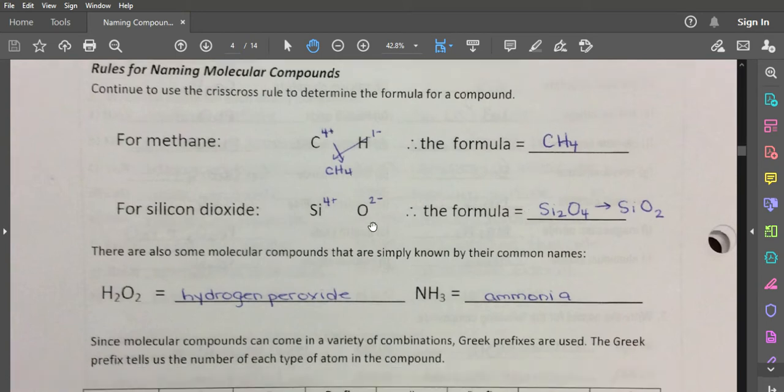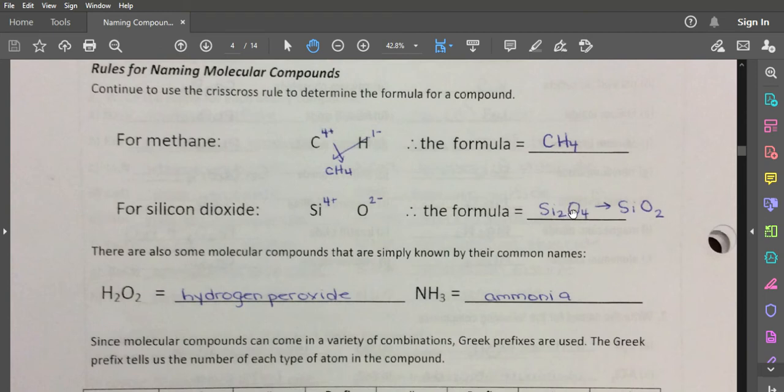Silicon dioxide. Silicon's kind of right underneath carbon on the periodic table, so it's got the same charge. And probably by now you wouldn't even have to look up oxygen's charge on the periodic table. You've seen it so many times. It's 2-. They swap spots. That 2 now comes behind the silicon. That 4 goes to the oxygen.